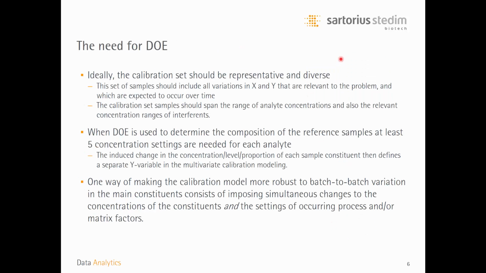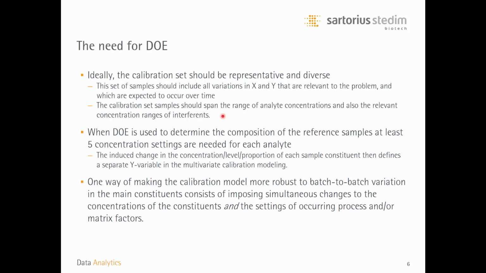When you're planning for a multivariate calibration application, DOE can come in very handy, because one of the prerequisites for accomplishing a successful multivariate calibration model is that the calibration set should contain representative and diverse samples. So it means that this set of samples that you use to train the model should include all variations in both X and Y that are relevant to the problem and which are expected to vary also perhaps over time. So the calibration set must also span in a balanced way the range of the analyte concentrations and also the corresponding concentration ranges of occurring interference.